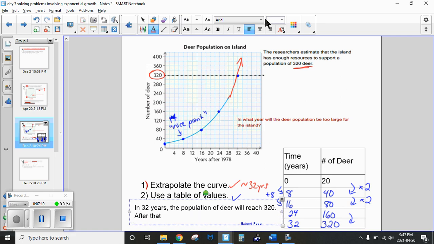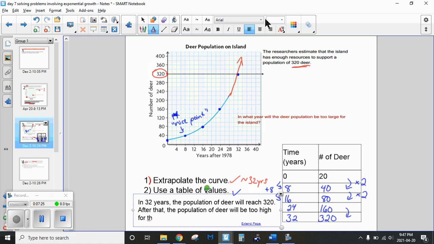After that, the population of deer will be too high for the island to support. Okay, and all of that came from the little blurb at the beginning, that bit of text, and a graph with a couple of nice data points on it.